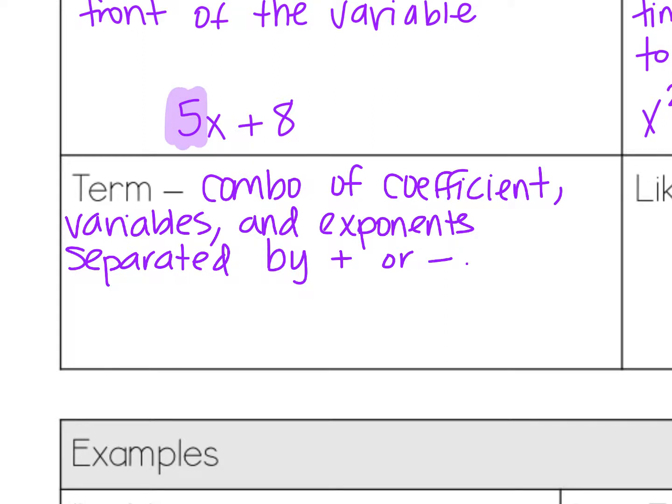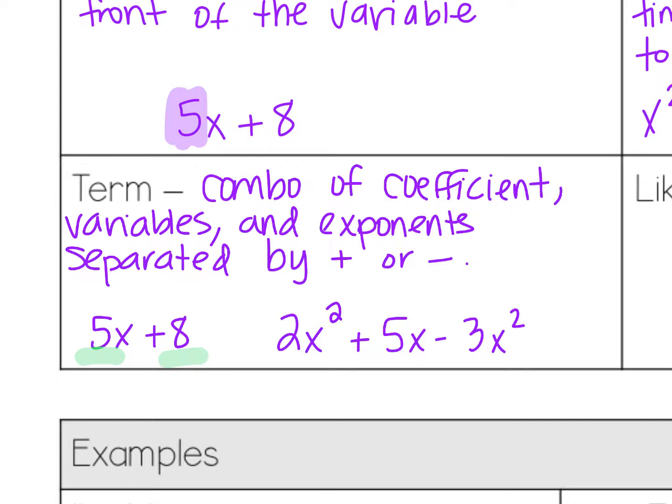So if I had the expression that I used above, 5x plus 8, there are two terms. This is one term, this is the second term, because it's separated by that plus sign. If I had a longer expression, so let's do 2x squared plus 5x minus 3x squared plus 8. So my tip is to look at the plus or minus signs. So here's a plus, here's a minus, here's a plus. That separates each term. So now I can count. I have 1, 2, 3, 4 terms.